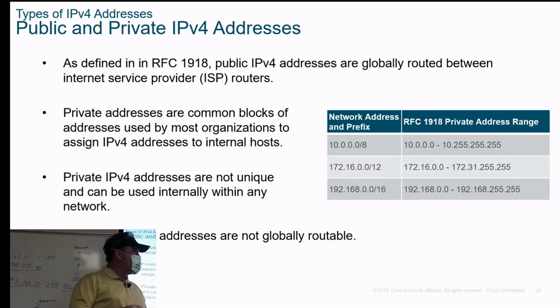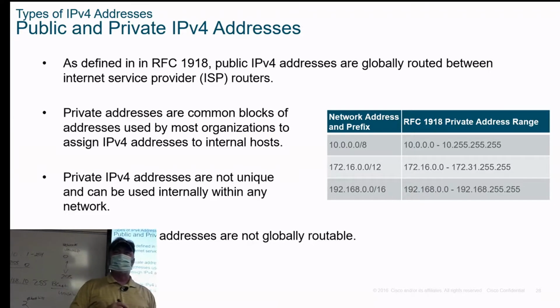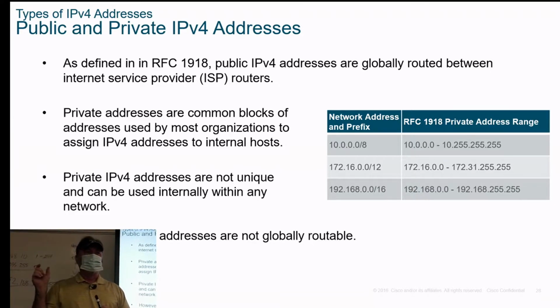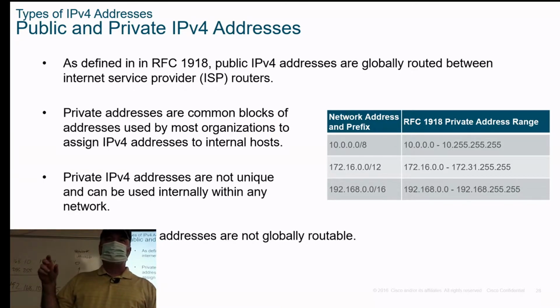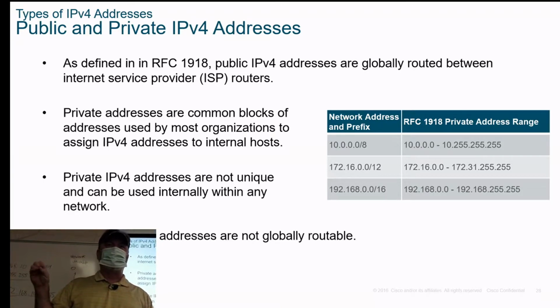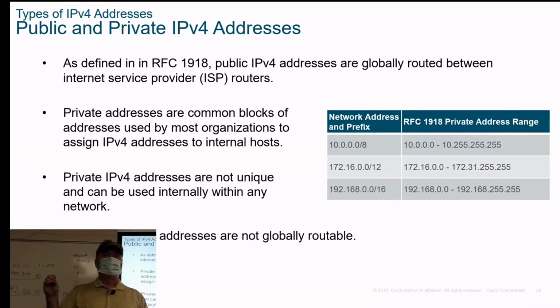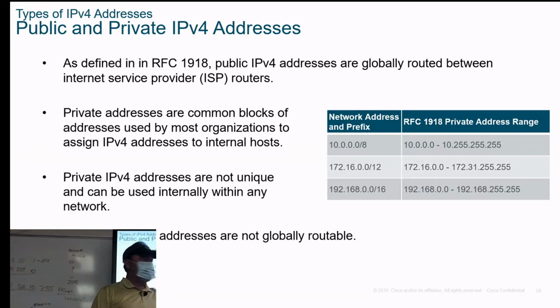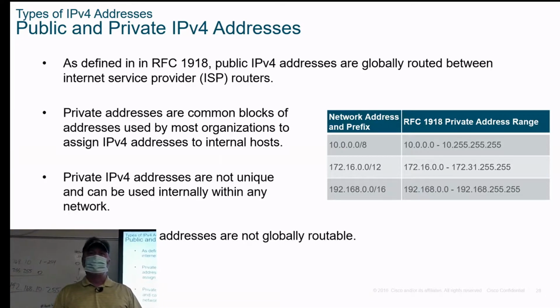The only one that's a little tricky is the 172, all right? Because in that second octet, if it's a 16 through 31, it is a private address. If it's any other number, it is not. So 172.10 is public. That's owned by somebody. 172.16 is private. 172.18 is private.